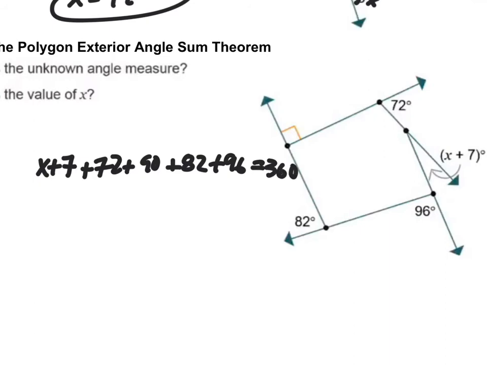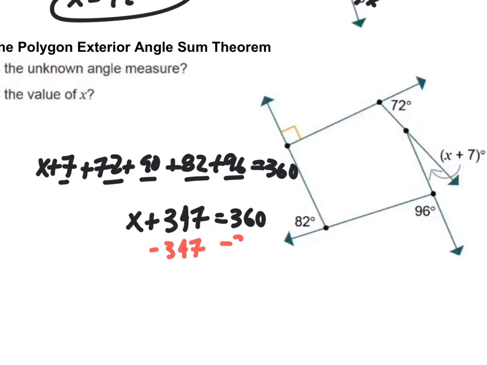Let me combine my like terms. Let me add the 7, the 72, the 90, the 82, and the 96 together. So I'm going to do 7 plus 72 plus 90 plus 82 plus 96. That's going to give me that x plus 347 is equal to 360. Then if I subtract off 347 from everything, 360 minus 347, that gives x is equal to 13.